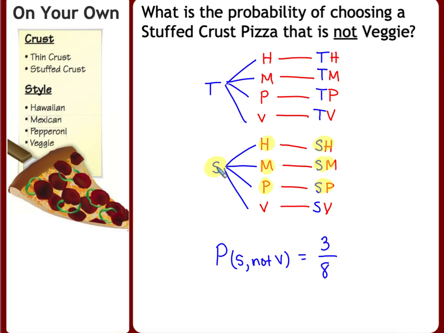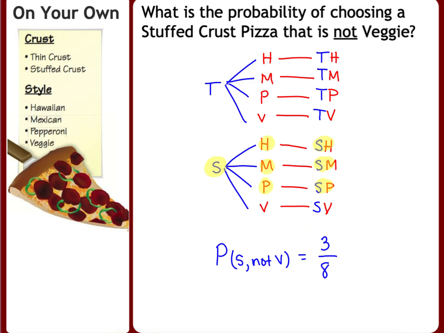All right, so if we're going for stuffed crust, we're down on this branch of the tree, and we have not veggie are Hawaiian, Mexican, and pepperoni, so there are 3 out of 8 possible. All right, so very good.